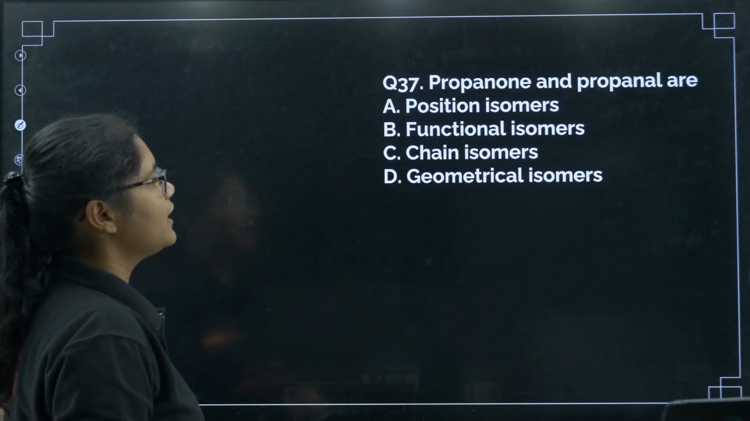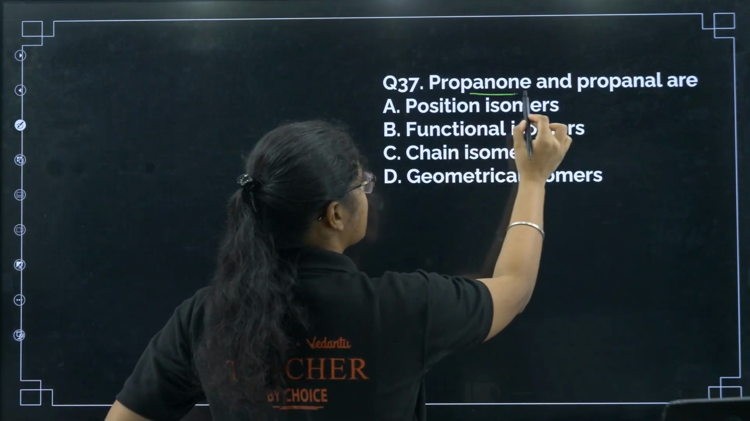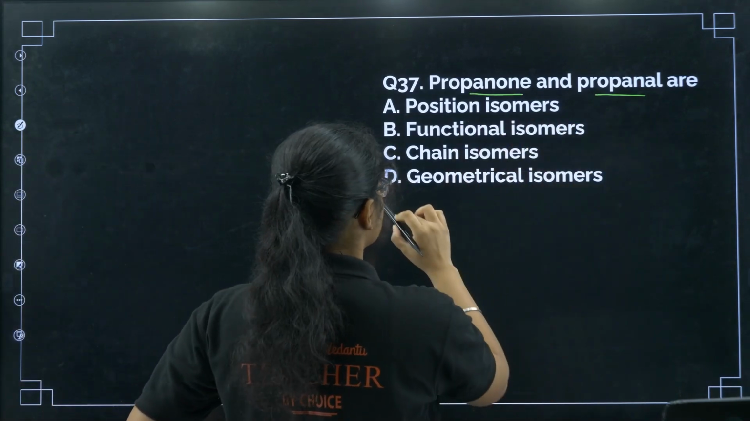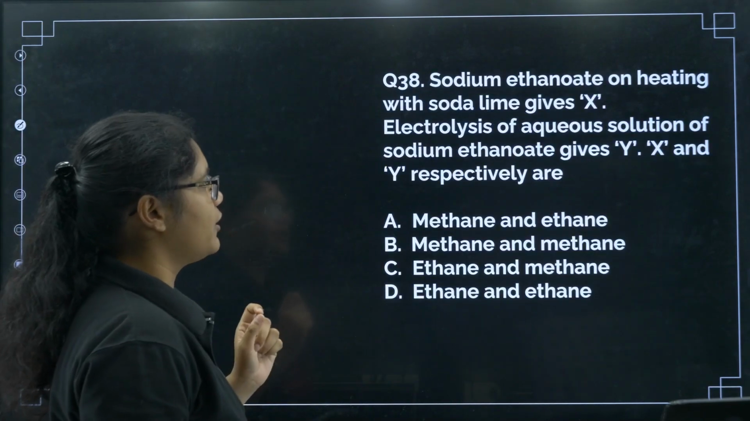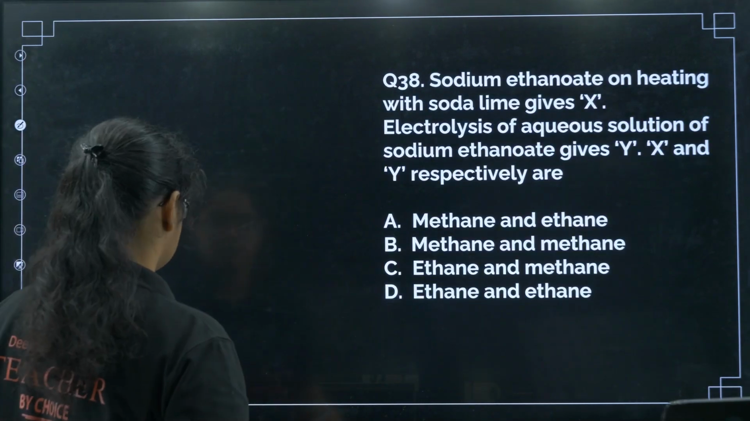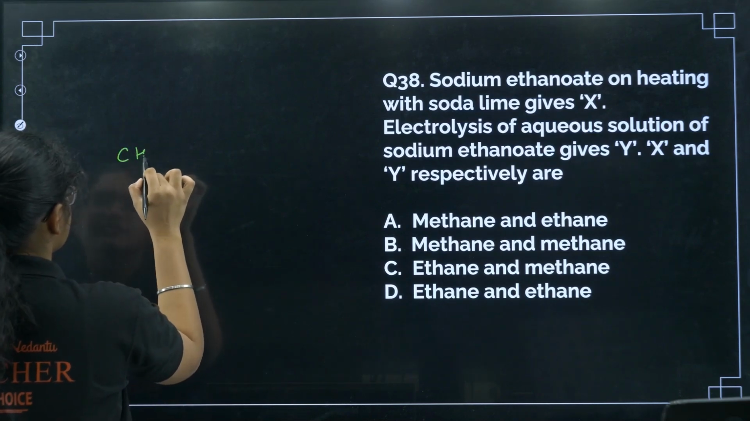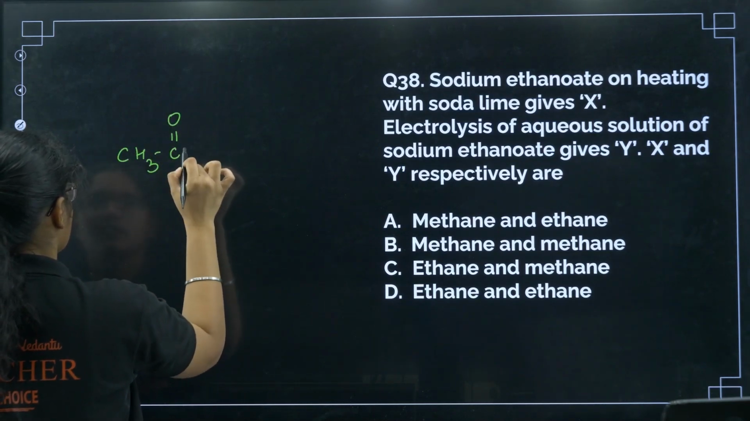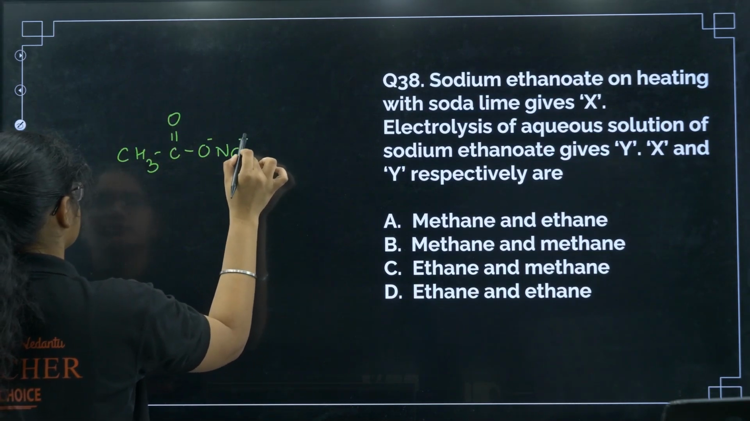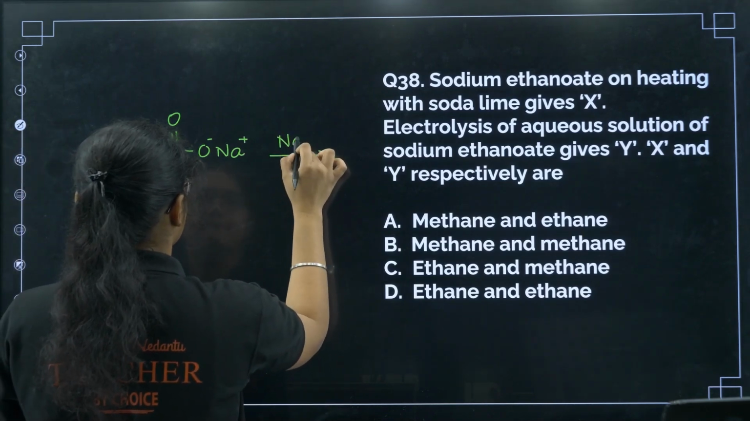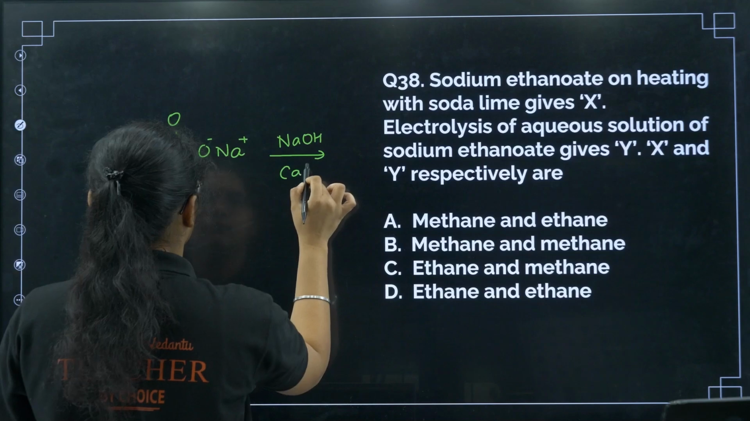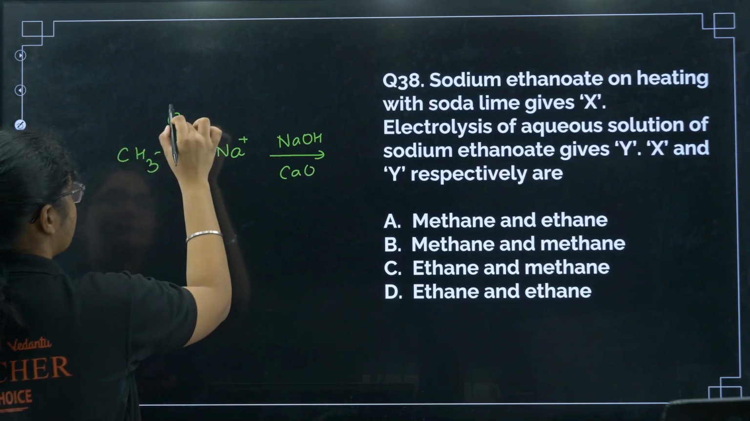Next, propanol and propanol. Okay, so we have the same number of carbons but different functional groups. So these are functional isomers. Next, sodium ethanoate on heating with soda lime gives... So if you see, sodium ethanoate on heating with soda lime. Okay, on heating with soda lime, what will happen?